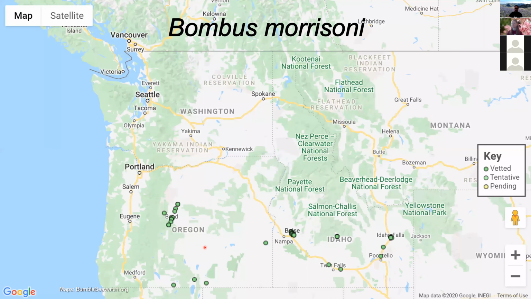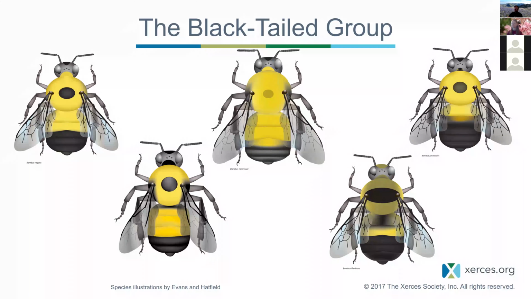So if you're in a state where you feel comfortable to travel and get out there and do some of those surveys, please get out there and help us find more observations of this bee and what plants it's using out there. And that's the black-tailed group: Bombus vagans, Bombus nevadensis, Bombus morrisoni, Bombus flavifrons, and Bombus griseocolus.